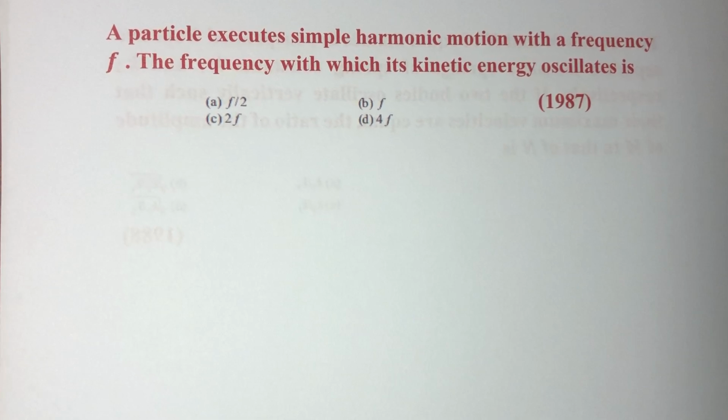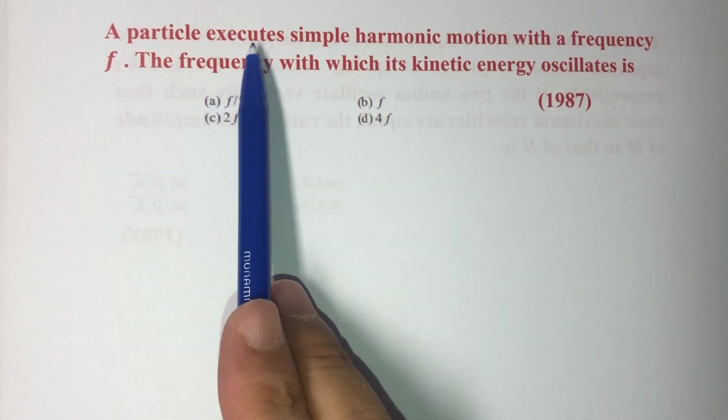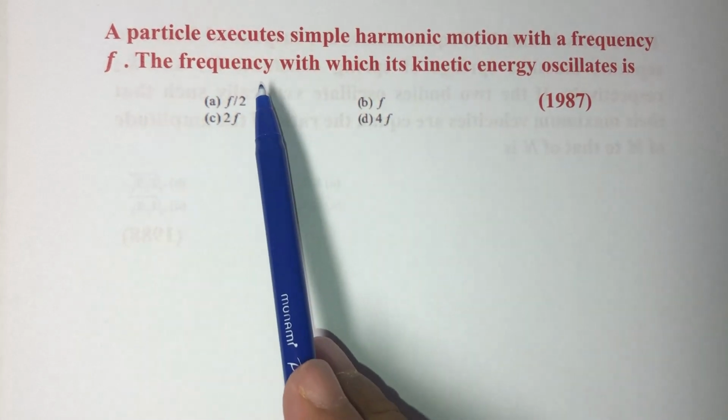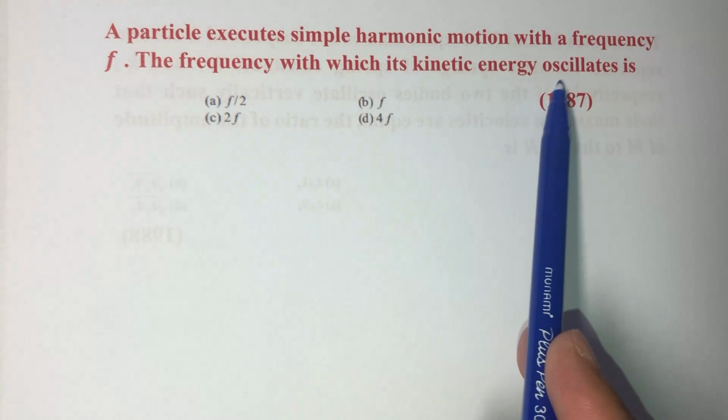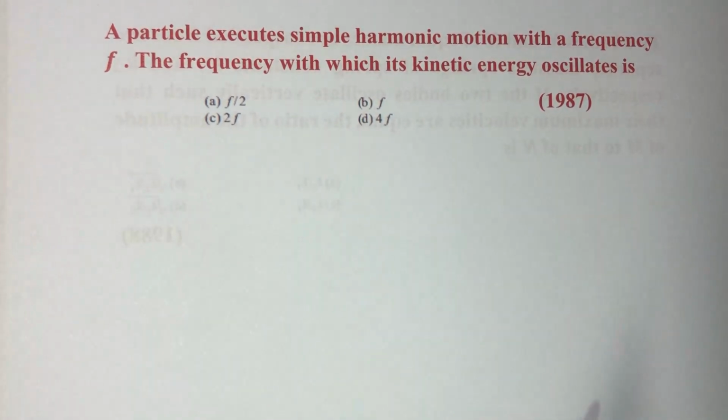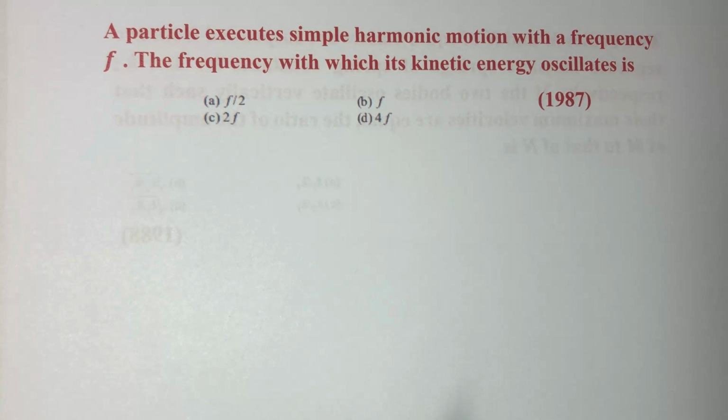Hello friends, today's question. A particle executes simple harmonic motion with a frequency f. The frequency with which its kinetic energy oscillates is. So these are the four options. Okay. So it is said that the particle is executing SHM with the frequency f.